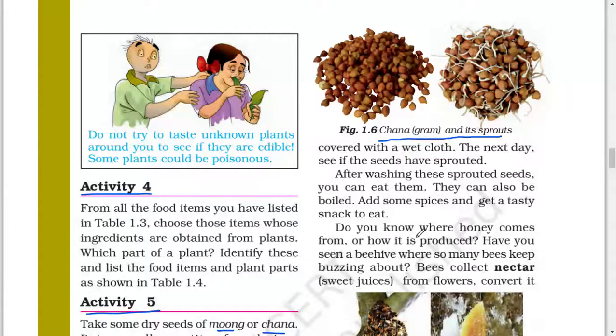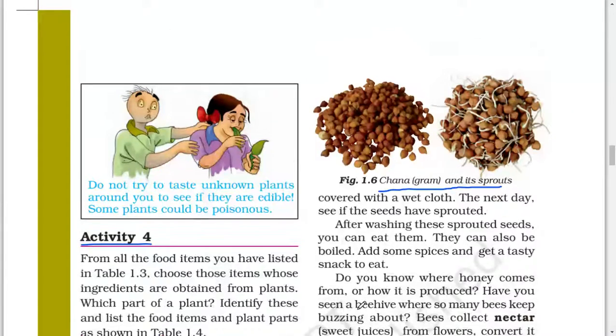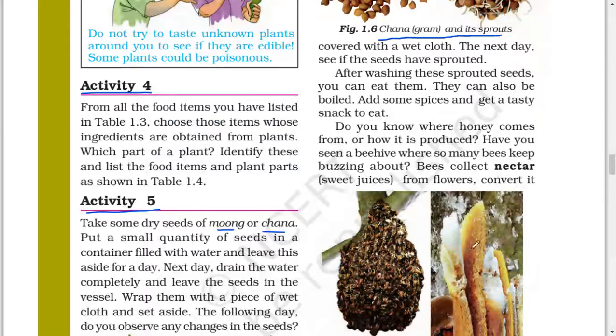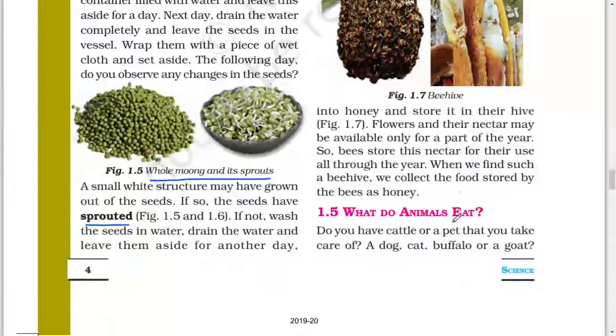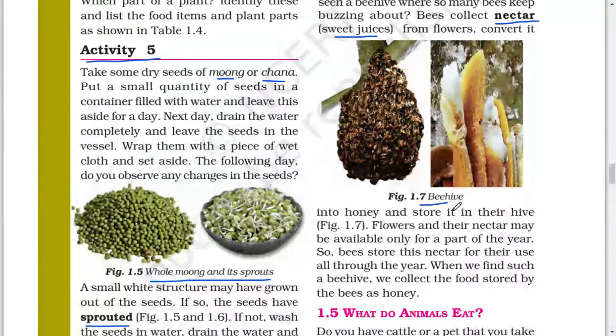Do you know where honey comes from or how it is produced? Have you seen a beehive where so many bees keep buzzing about? Bees collect nectar, the sweet juices from flowers, convert it into honey and store it in their hive. Flowers and their nectar may be available only for a part of the year, so bees store this nectar for their use all through the year. When we find such a beehive, we collect the food stored by the bees as honey. Beehive.